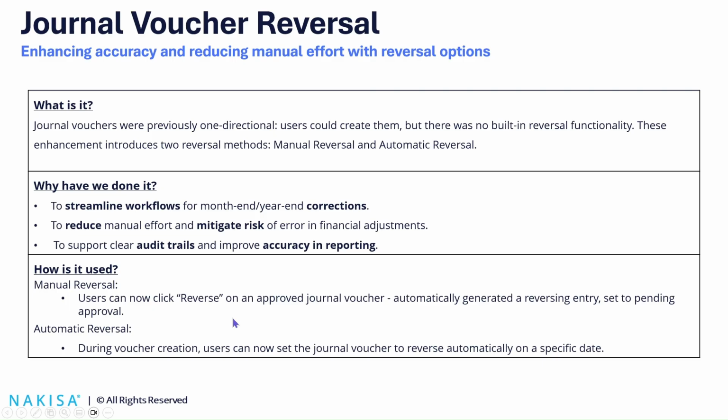whereby, once the journal voucher is posted in the current period, you're assigning a reversal date on the UI, and the solution will post it automatically. This means the journal voucher you're creating in the current period will be reversed automatically in the next period. This will help you reduce manual effort and mitigate the risk of error in the financial adjustments you're doing at month end, and also keep a clear audit trail, which will improve your accuracy in reporting.